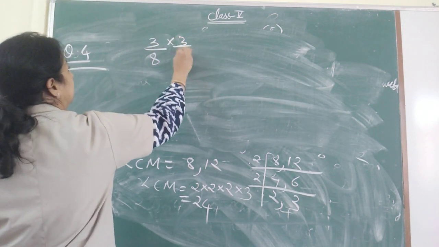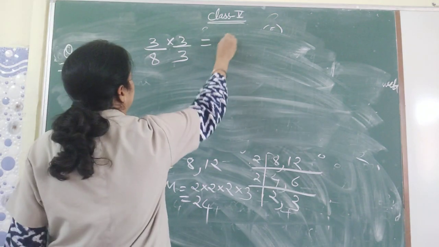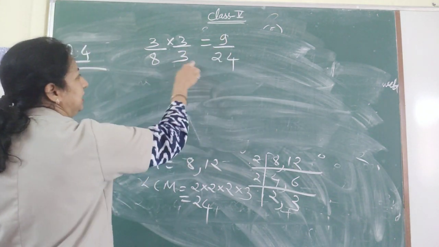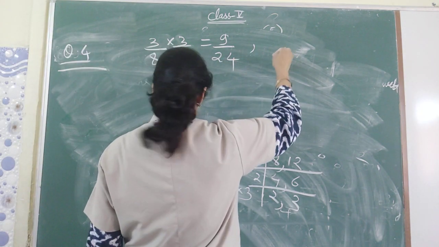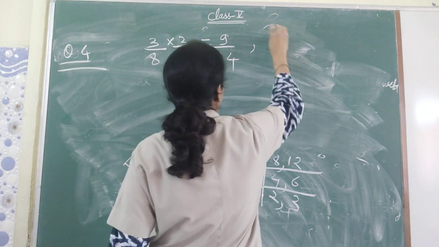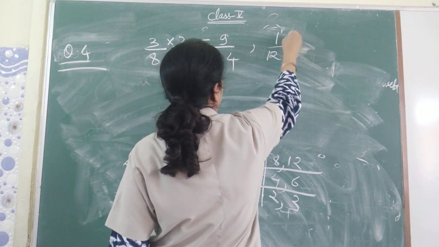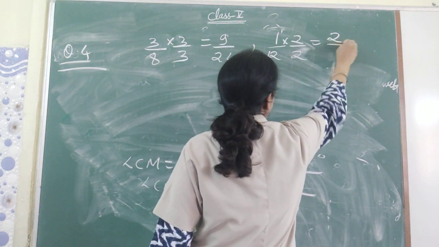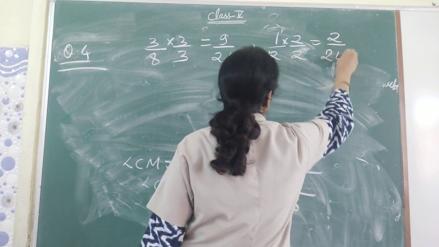3 by 8: 8 multiplied by 3 is 24. So let us multiply numerator and denominator by 3. So 3 3s are 9, 8 3s are 24. Another is 1 by 12. 12 2s are 24. Multiply numerator and denominator by 2. 2 1s are 2, 12 2s are 24.